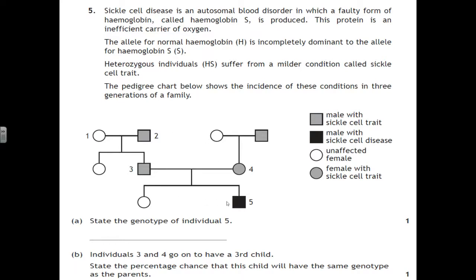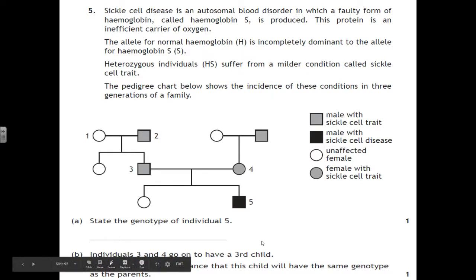Parental, F1, F2. What is the genotype of individual 5? They are a male, doesn't really matter though, and they have sickle cell disease. So they must have both of the S's, big S and big S, because they would be called sickle cell trait if they were a grey box, and they would be unaffected if they were white. So it's big S, big S.